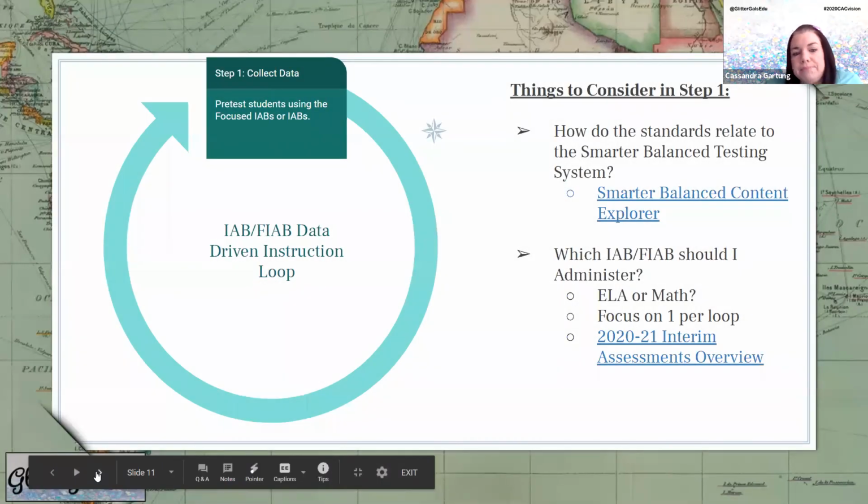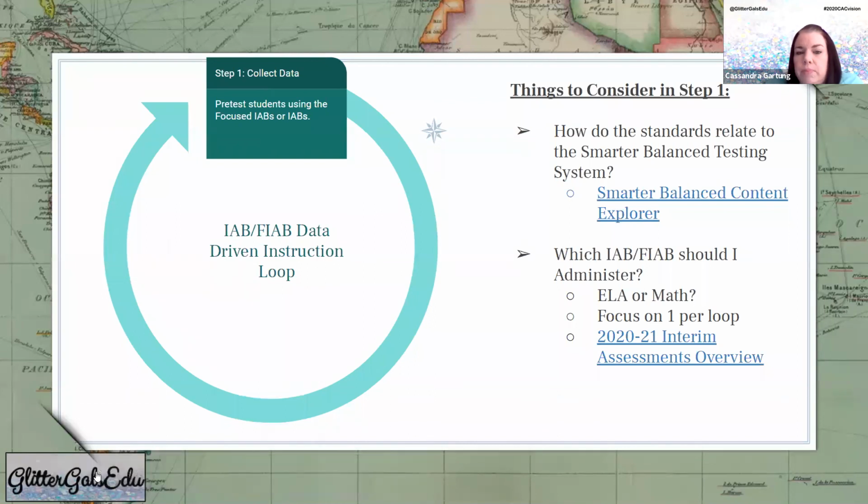So, I'm going to take us through the loop. Like we said before, we prefer the IABs and the focused IABs. We like to do the smaller chunks. It's a little bit more achievable, and I think it helps teachers and students together. So step 1, we're going to start collecting the data. We're going to pre-test students using a focused IAB or an IAB.